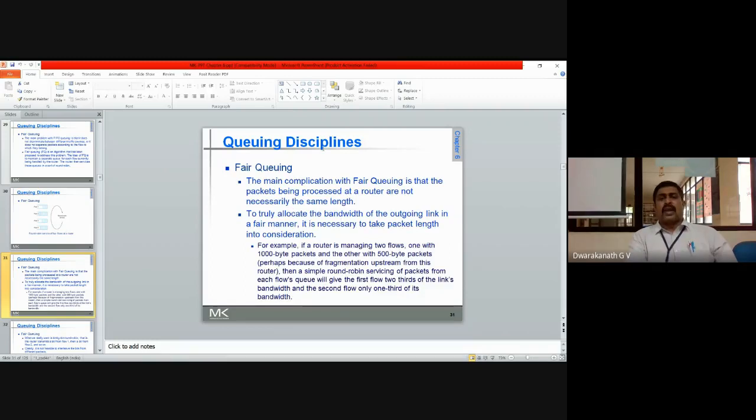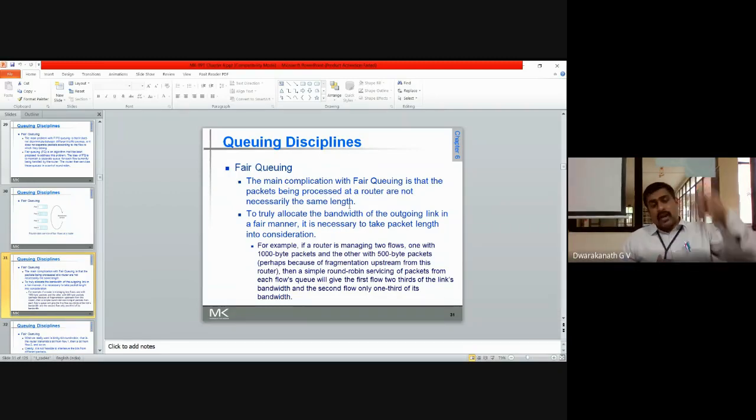Now fair queuing, what is the main complication here? What is the constraint in fair queuing? The problem with fair queuing is that the packets being processed at a router are not necessarily the same length. So the process will not be done on the same length. Assume flow 1 is coming from Ethernet, flow 2 is coming from another network, that is Wi-Fi, flow 3 is coming from an optical network. So the packet sizes will be different, right?